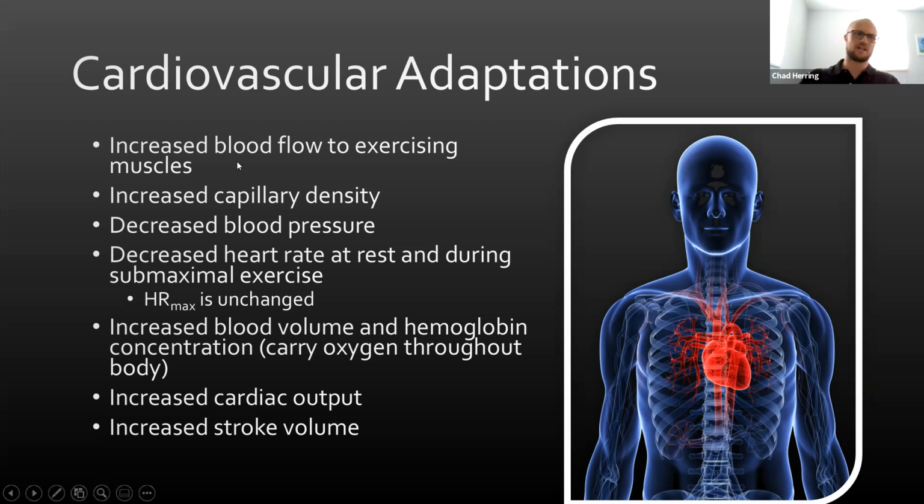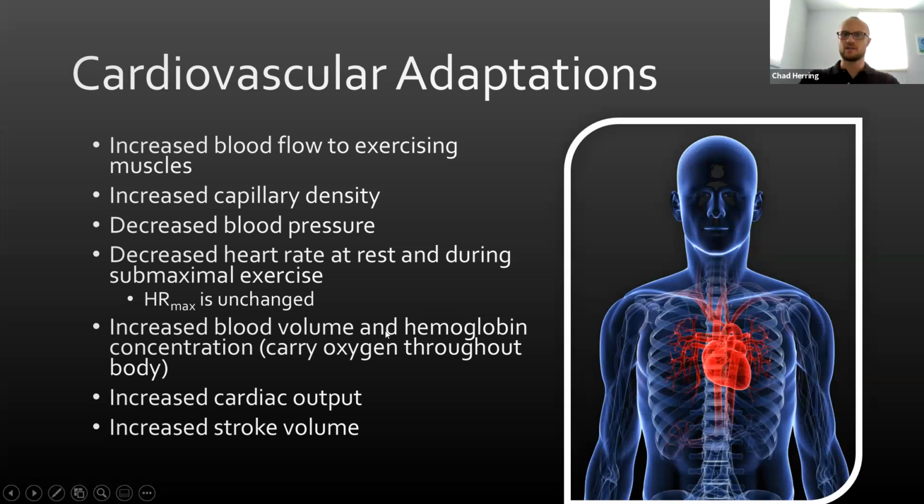Okay, so I guess I will touch on these. Increase blood flow to exercising muscle. So we're going to be able to increase blood flow. Capillary density is just the amount of capillaries per volume. Decrease blood pressure. Decrease heart rate at rest and during submax exercise. Okay, so we're going to have a lower heart rate at rest and submax exercise, but still our max heart rate should be unchanged. And I just wanted to touch on this. If our heart rate max changes, that might be a sign of overtraining.